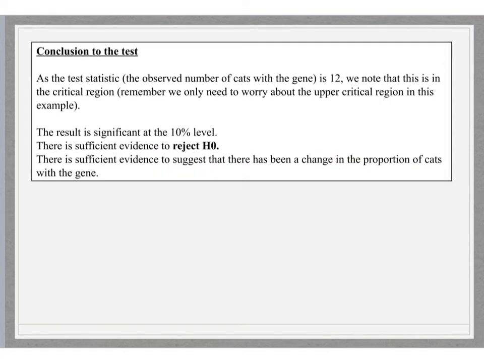Our conclusion to the test using method 2. As the test statistic, the observed number of cats with the gene, is 12, we note that this is in the critical region. Remember, we only need to worry about the upper critical region in this example. This means that the result is significant at the 10% level. There is sufficient evidence to reject H0. There is sufficient evidence to suggest that there has been a change in the proportion of cats with the gene. It is the same outcome that we achieved using method 1 and the p-values.